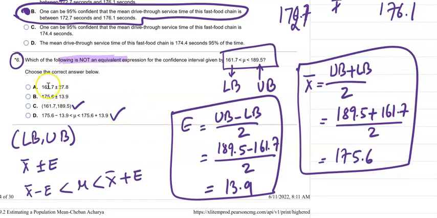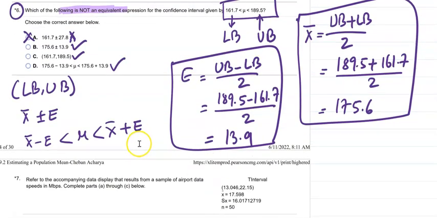This is also a right choice. And the first one has x bar, but the second number is not the margin of error, so that's not the right choice here. E is going to be 13.9, and x bar is going to be 175.6 here. So the answer to which is not equivalent is A. Every other one is the same interval in a different format. Only A is not equivalent to the other intervals. So you can see the confidence interval has three different forms. Okay, that's question number 6.